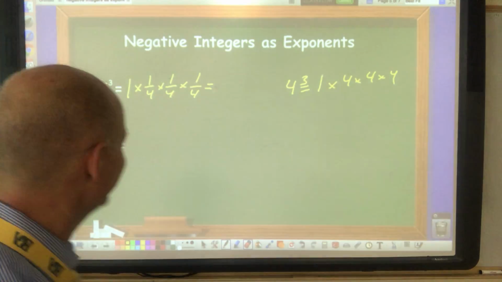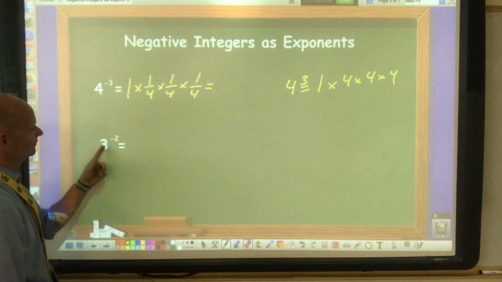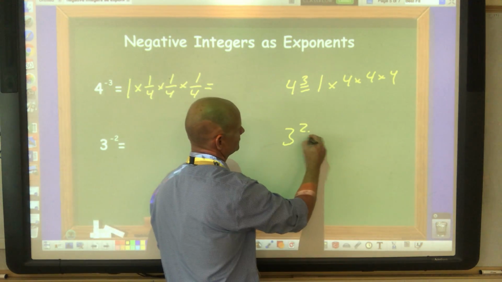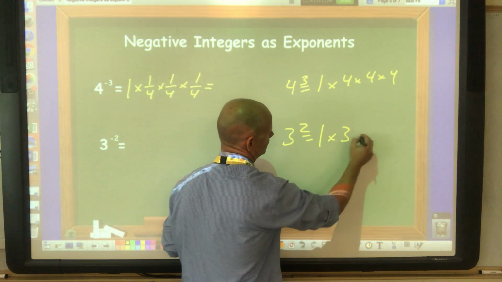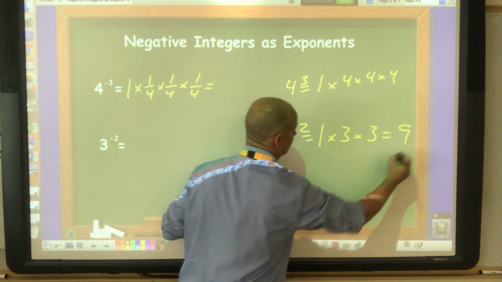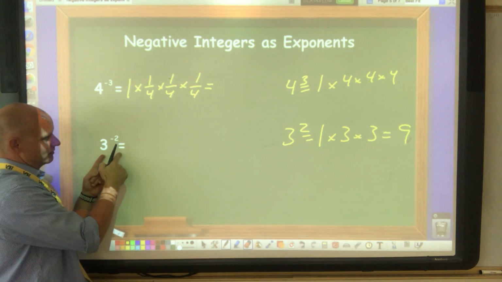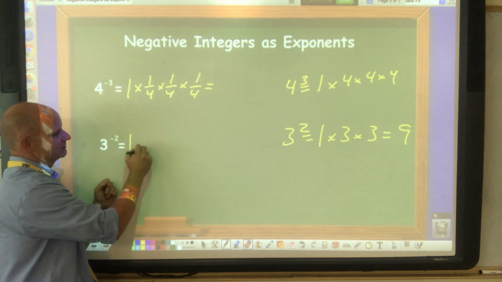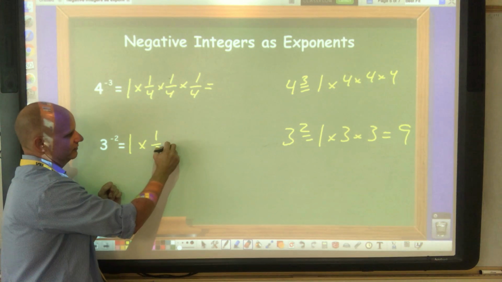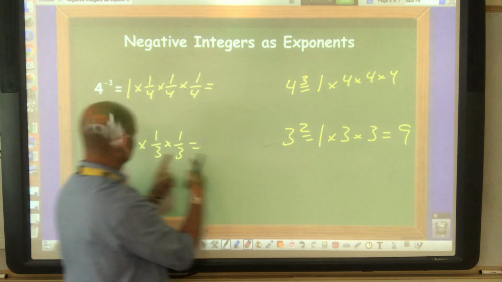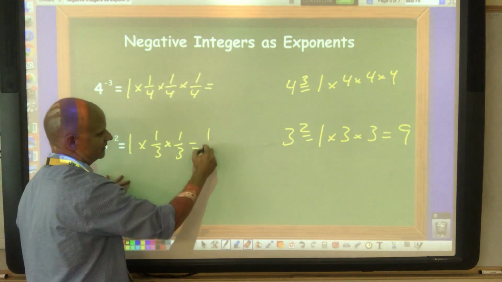All right, so 3 to the negative second power. So 3 to the second power just means I'm going to take 1 and multiply by 3 2 times, which is 9. Oh, 3 to the negative second power means I'm going to take 1 and multiply by 1/3 2 times, just like over here. So 3 to the negative second power is 1/9.